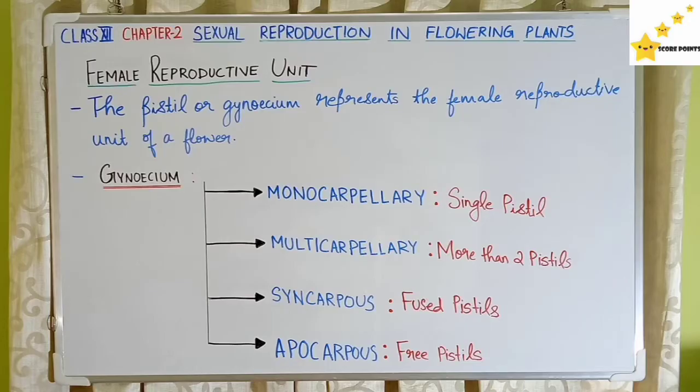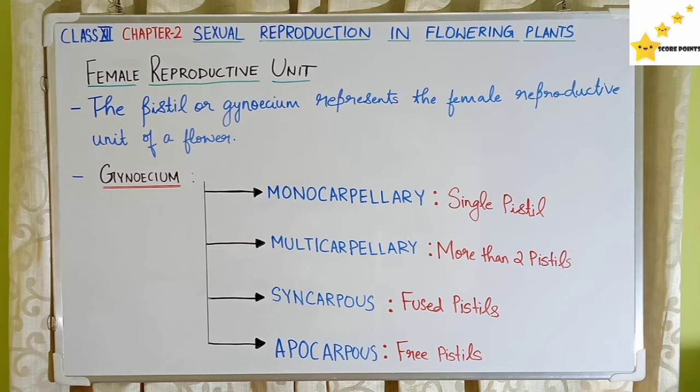In the previous videos we have learned about the male reproductive unit. In this video we can learn about the female reproductive unit. The pistil or gynecium represents the female reproductive unit and the gynecium is mainly of four types: monocarpellary, multicarpellary, syncarpous and apocarpous. Monocarpellary is the gynecium which has a single pistil.